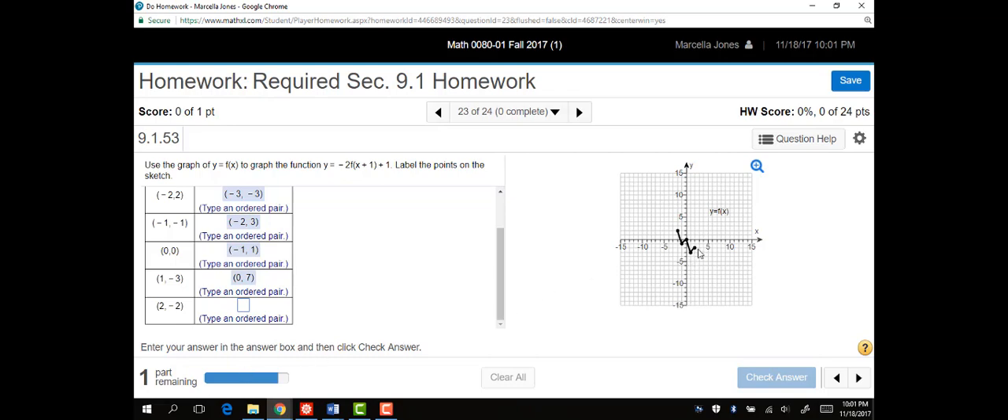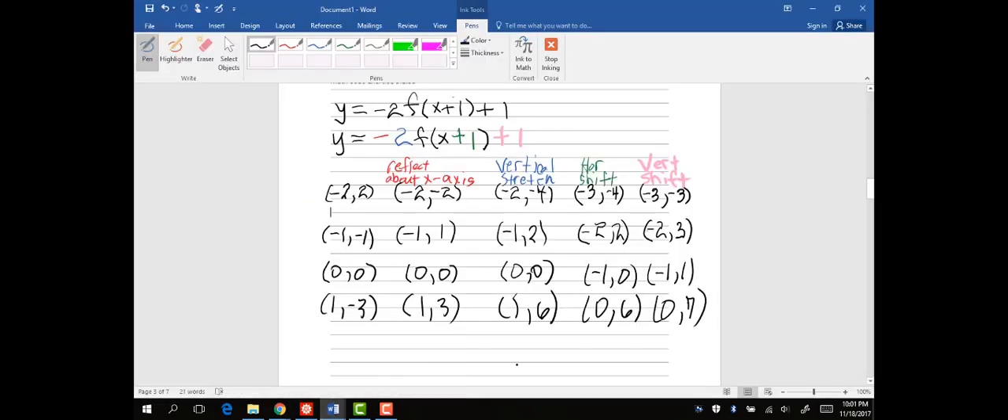So we're transforming these 5 points that are here. So the point (2, -2). Reflection about the x-axis, multiply your y-coordinate by negative 1. So then this original point becomes (2, 2). Stretch it vertically by multiplying your y-coordinate by 2. And this becomes (2, 4).